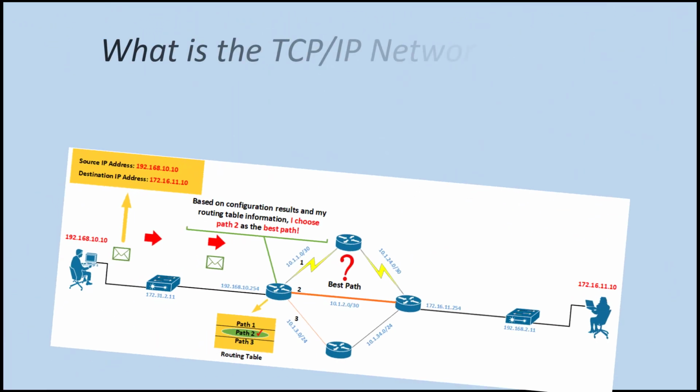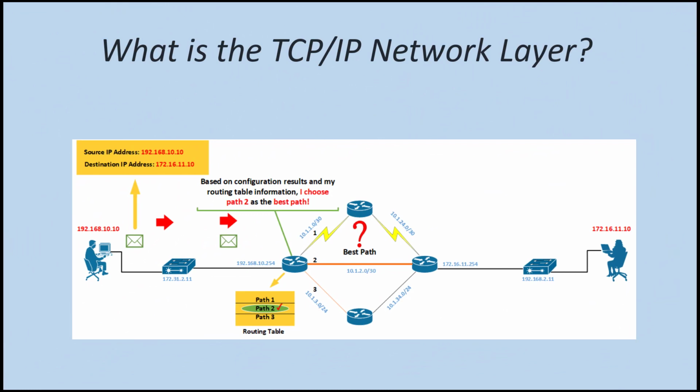What is the TCP/IP network layer? The network layer in the TCP/IP model is responsible for logical addressing, routing, and the efficient transfer of data between devices across different networks. It plays a crucial role in determining the best path for data to travel from the source to the destination. But what do I mean by that? Let's look at it briefly.